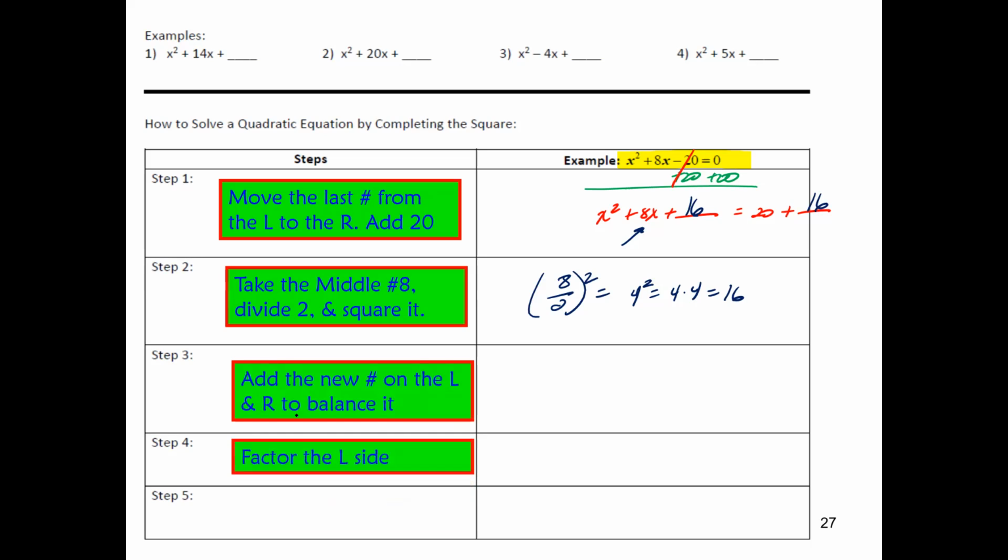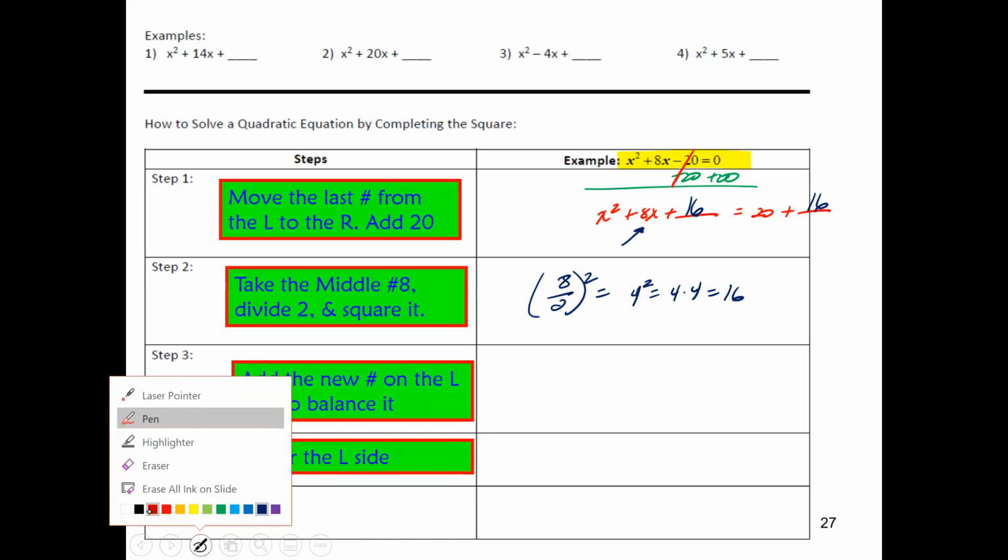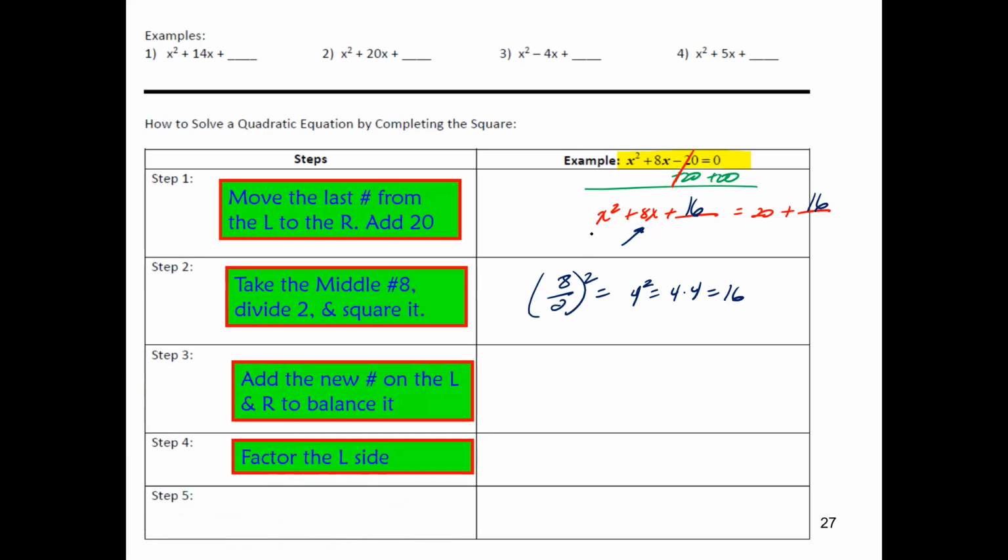Step 3, add the new numbers to balance it, which I did right there. Step 4, factor the left side. Well, the left side is right here. You created that 16. So this is a template that you write it.